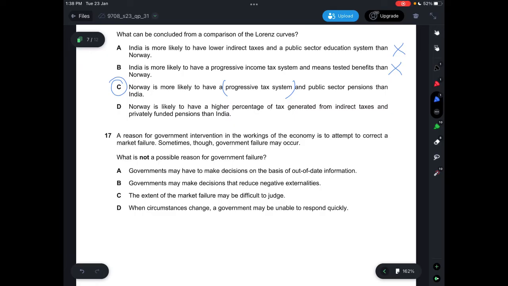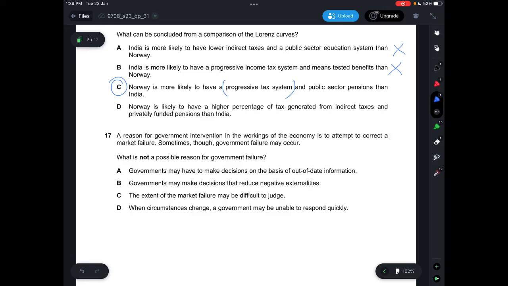So let's say, for example, you are trying to correct a market failure due to maybe the market mechanism. It will take years for it to become more stable. For example, inflation. In order to make it more stable, you need to take long run measures. So it will take time, and you may not be able to respond quickly because you need time to plan out what you need to do. So here we look at these four options and see which one will be the best answer.